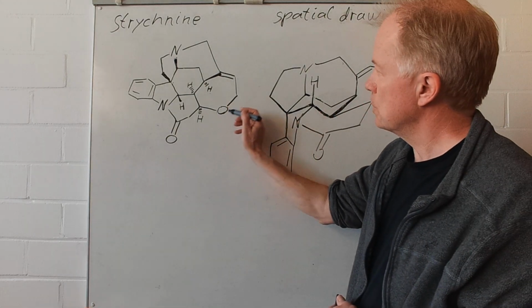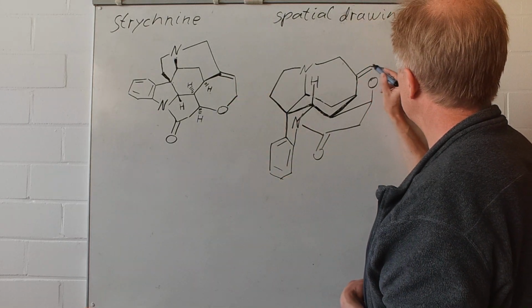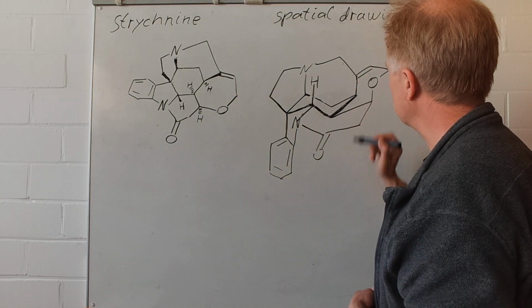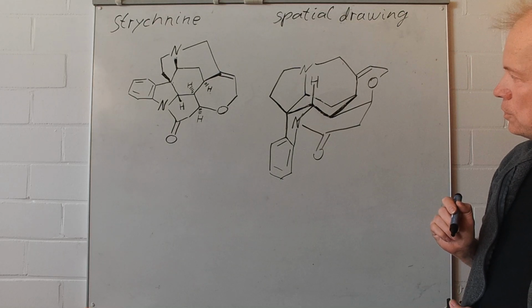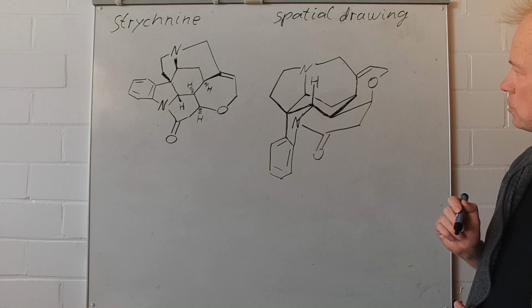Let us count 7-membered ring. 1, 2, 3, 4, 5, 6, 7. Yes, this is correct. It should be sufficient.